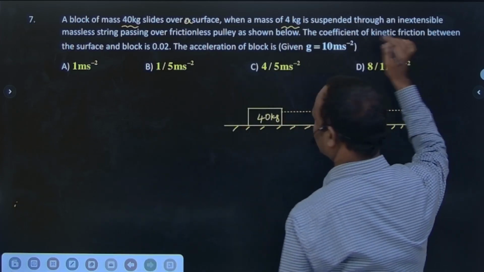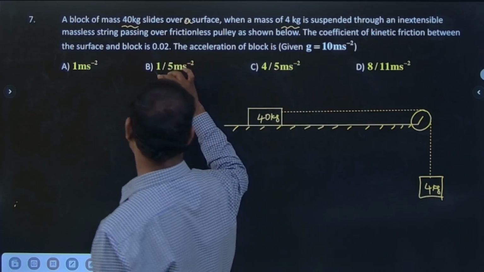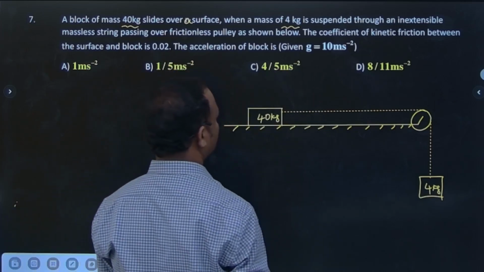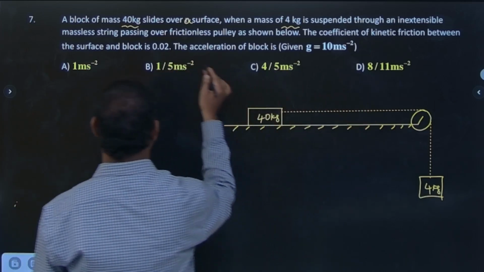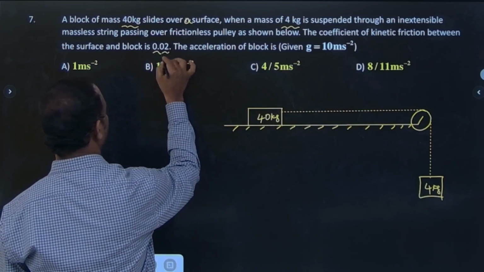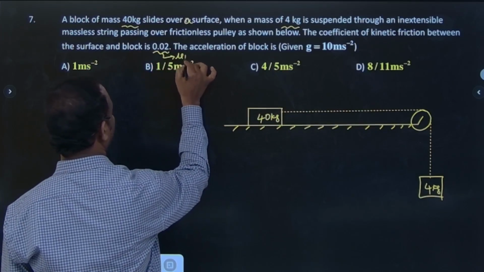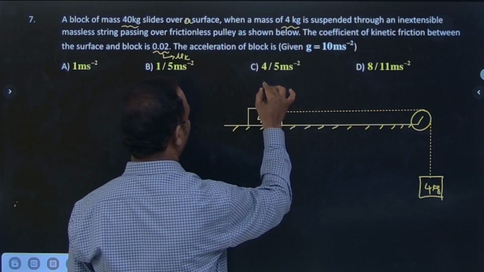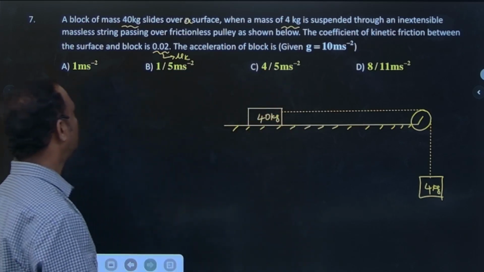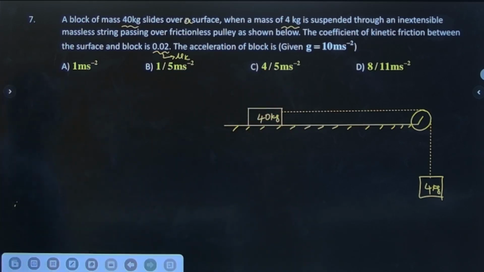Suspended through an inextensible massless string passing over a frictionless pulley as shown. The coefficient of kinetic friction is given. This is mu k. What is the acceleration of the block?